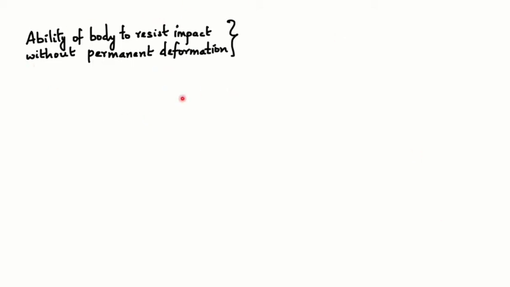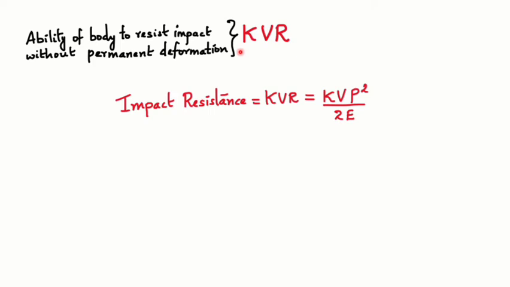Now, the ability of the body to resist this impact without any permanent deformation can be represented by KVR. Here K is the constant of proportionality, V as we know is the volume, and R as we saw before is the modulus of resilience. Now we know that R equals P square by 2E. So according to this, impact resistance or KVR can also be calculated as KVP square by 2E.